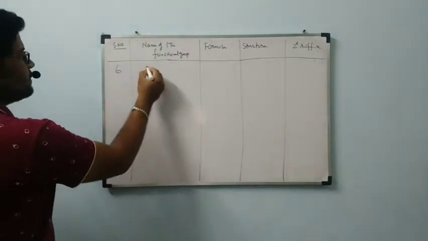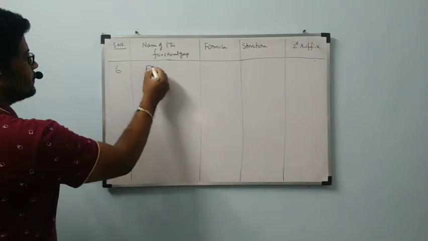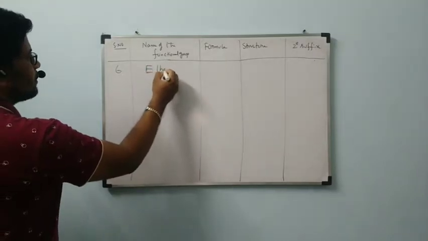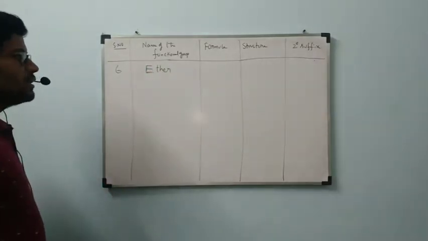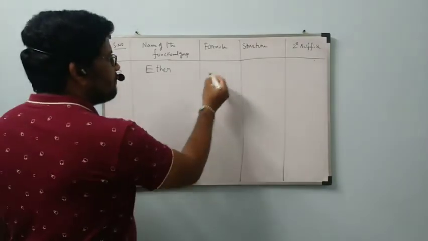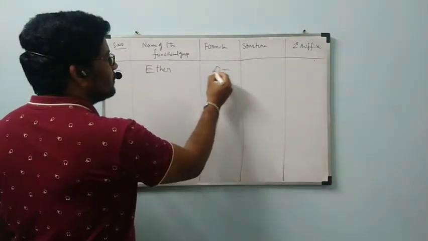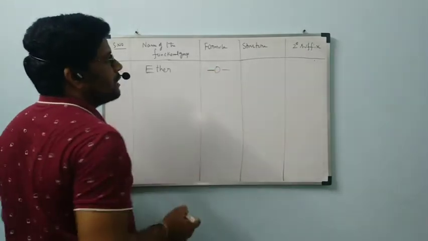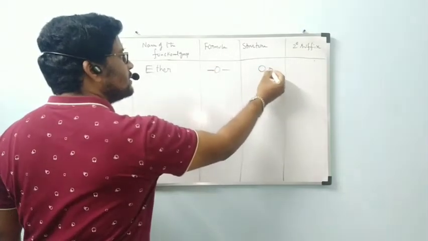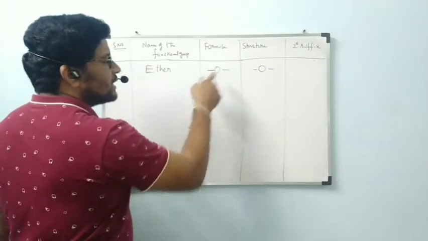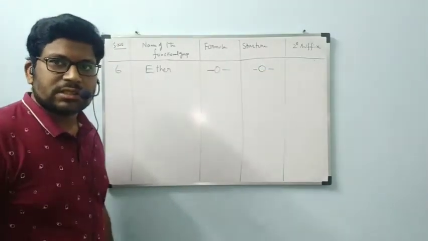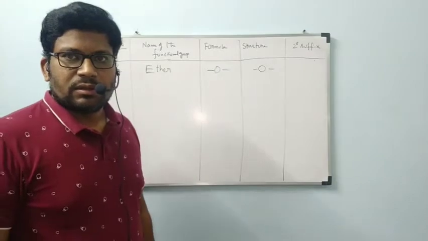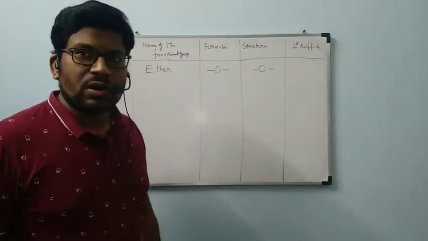Name of the functional group: ether. Formula, like this we will write. Even the structure is the same thing. Actually, on the left and right we have R groups. R groups means alkyl groups. General representation of ether: ROR.